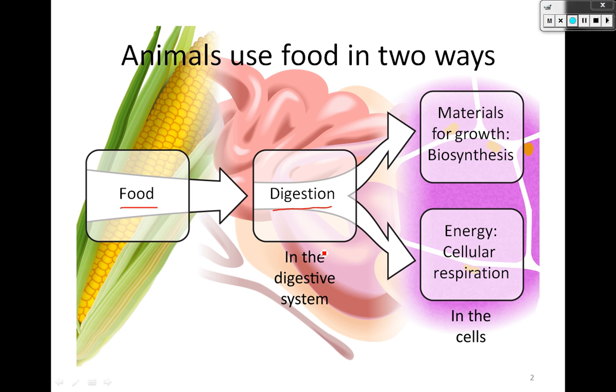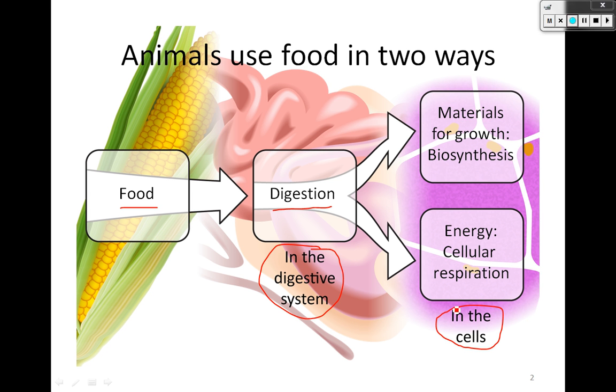So here's digestion. It happens in the digestive system. And the whole point of digestion is to break down those large macromolecules into their monomers. And the reason we need to do that is because we need to get them into the cells, regardless of where you go next. And you'll notice this splits into biosynthesis and cellular respiration, but that all happens in the cells. Well, these macromolecules are too big to fit in the cells.